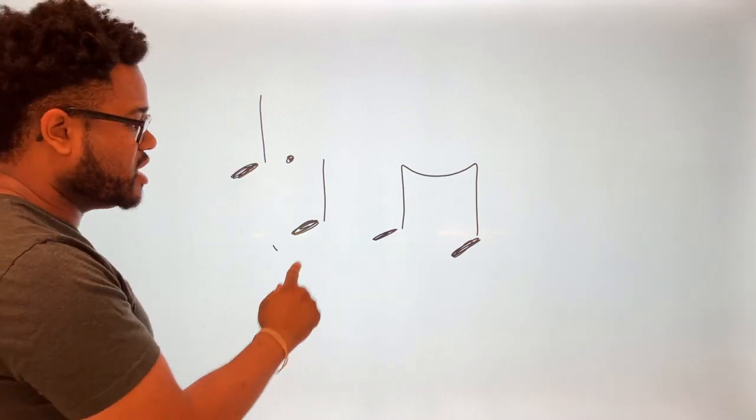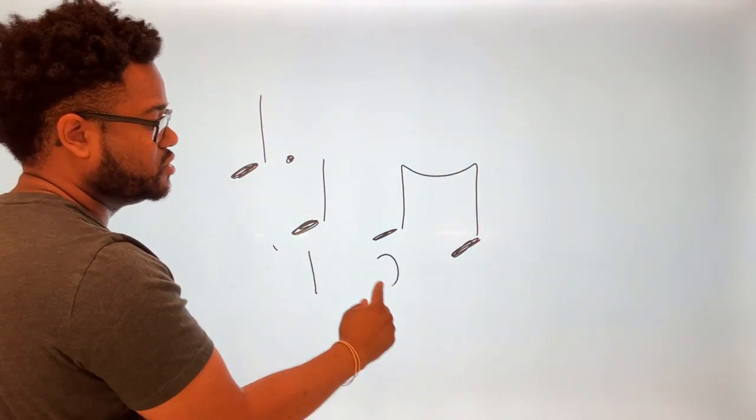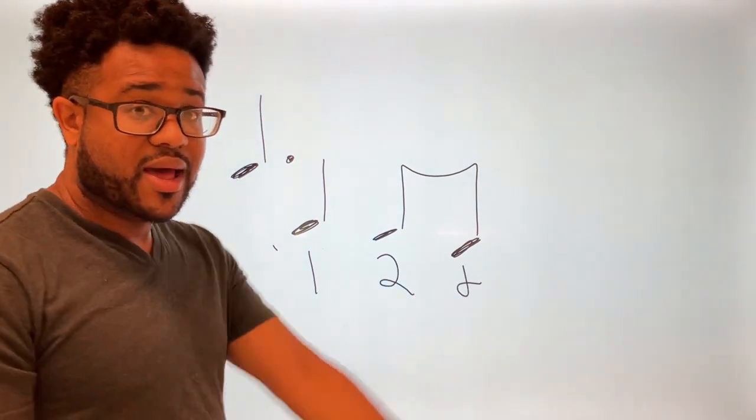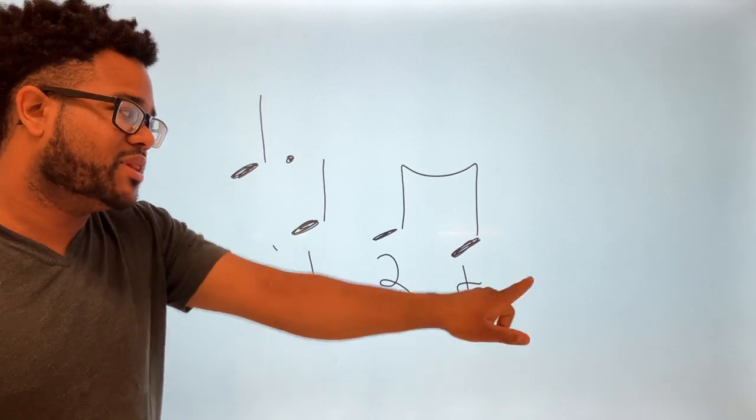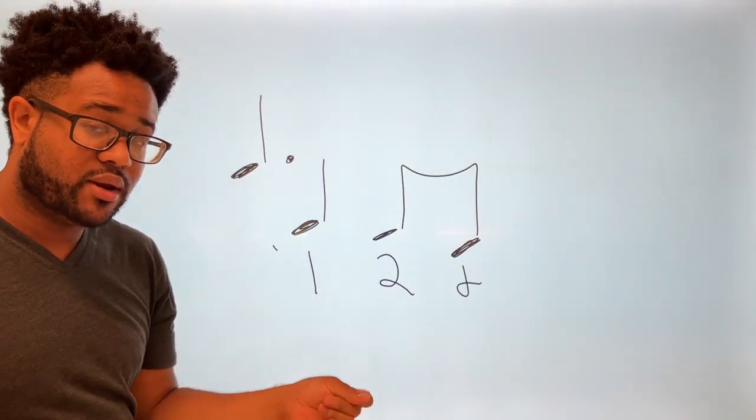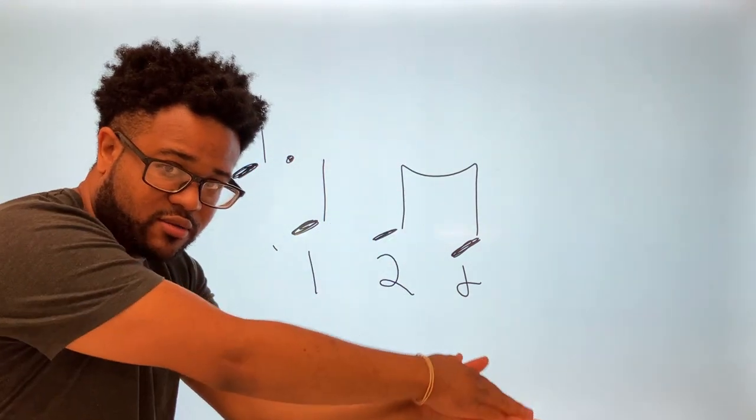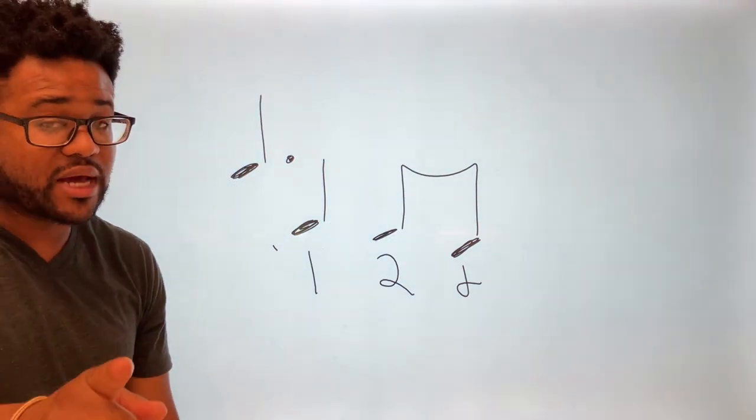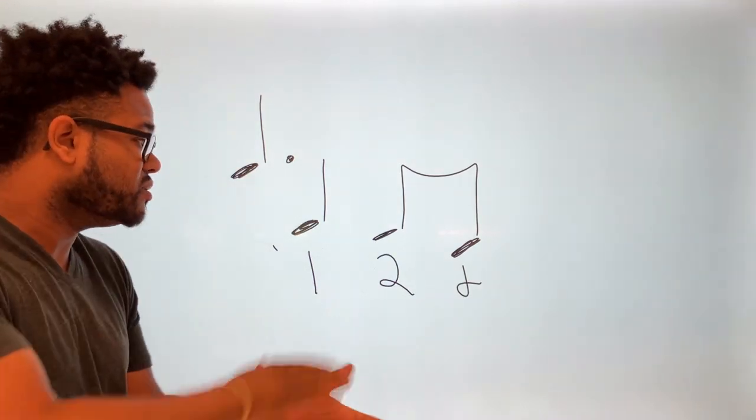Check it out. Let's write in the counts for this, just this rhythm, just these 2 beats right here. 1, 2, and. Let's clap this together, and then I'll take you to the next step. Let's do it. 1 and 2 and ready and go. 1, 2, and. One more time, everybody. 1 and 2 and ready and go. 1, 2, and.